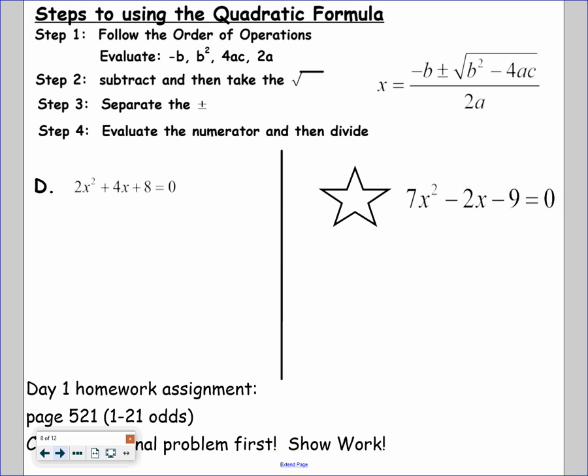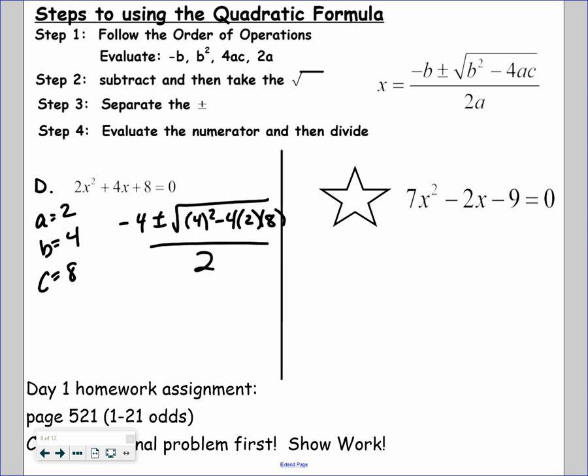So, A is 2, B is 4, C is 8. So negative b plus and minus the square root of b squared minus 4ac, all over 2a. All right, we got a problem. When I do this, I end up getting the square root of a negative. Let me try this again, sorry, 16 minus negative 48.